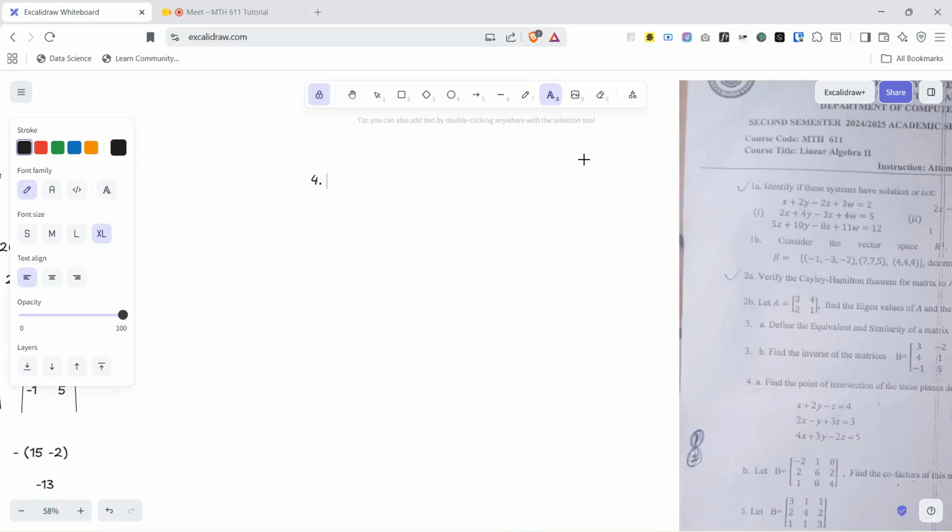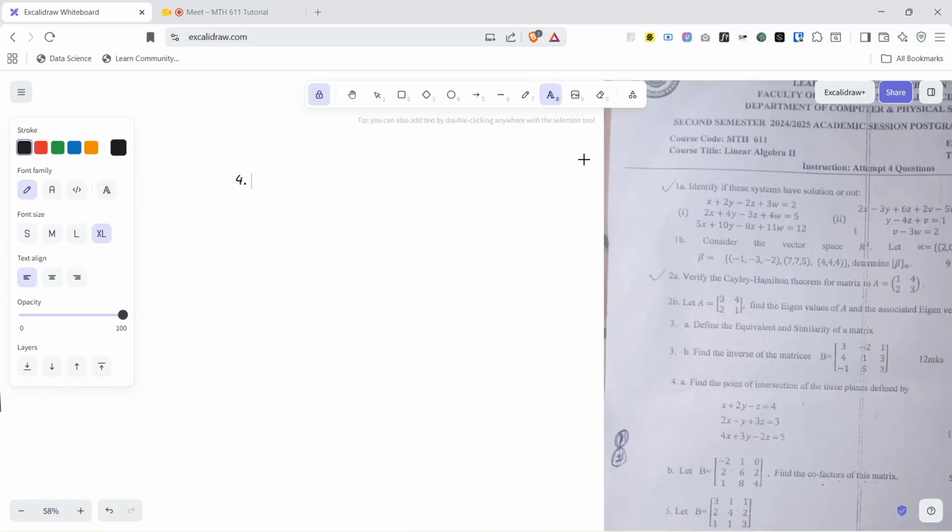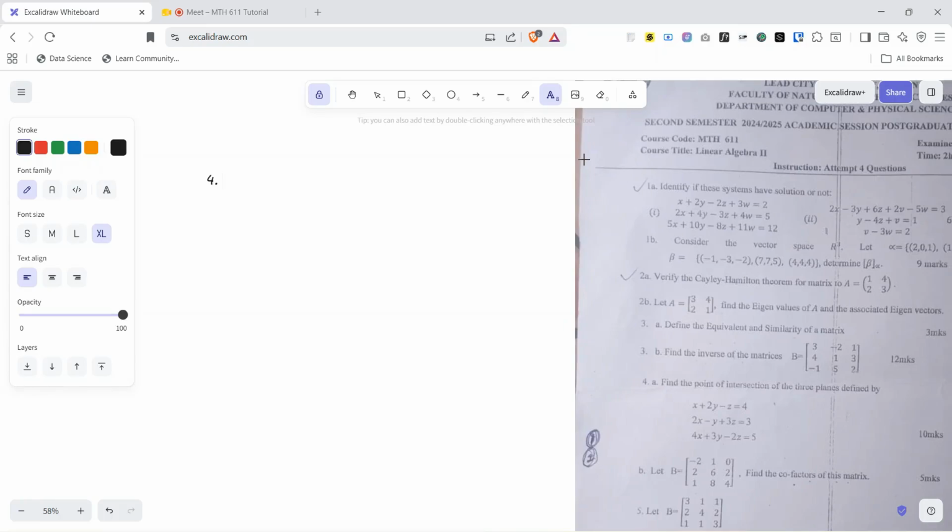For question 4, we are told to find the point of intersection of 3 planes: x plus 2y minus z equals 4. Then 2x minus y plus 3z equals 3. Then 4x plus 3y minus 2z equals 5.